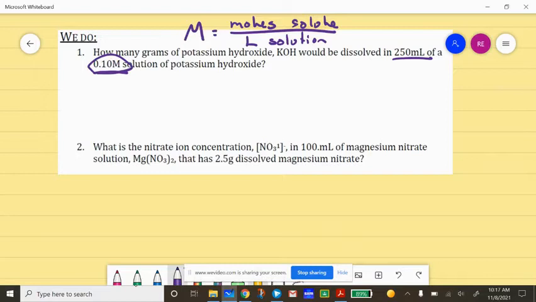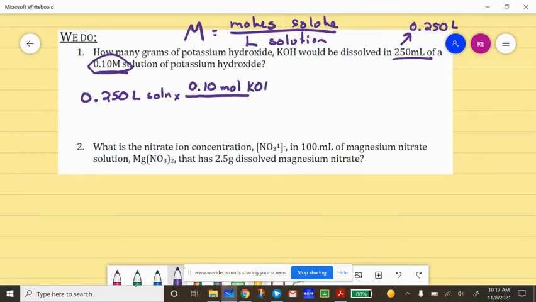If I start with my volume, but in liters, and try to convert that to moles using molarity, so I have 0.250 liters of solution. And then I know my molarity, really what it's saying is 0.10 moles of potassium hydroxide, KOH, for every 1 liter of solution.